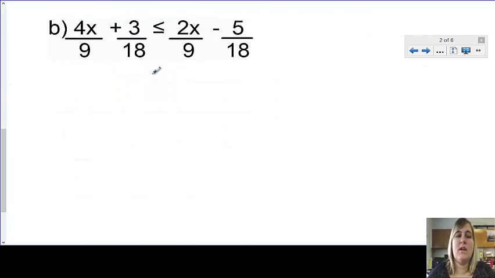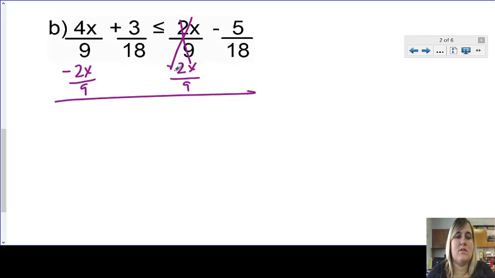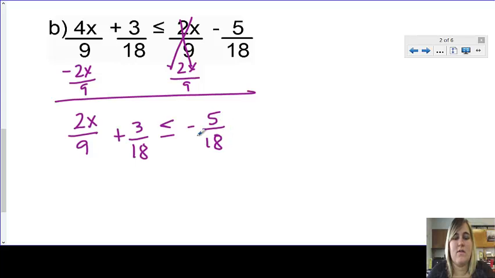Okay, same thing here. If I have variables on both sides, I need to get them on the same side. So since this one's the smaller one, I'm going to subtract it from both sides. Subtract 2x over 9 from both sides, which will cancel. So 4x minus 2x gives me 2x, and then the denominator stays the same because I'm dealing with fractions. Less than or equal to negative 5 over 18.